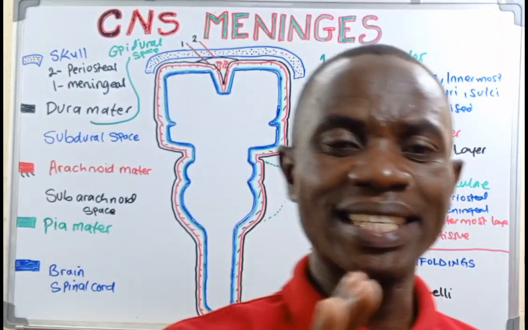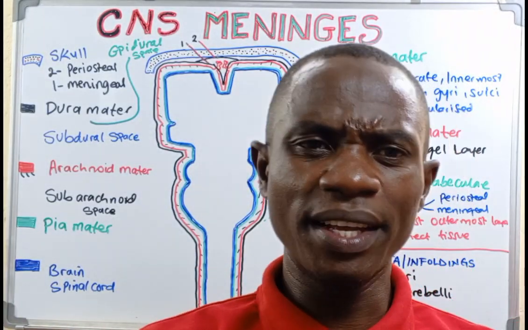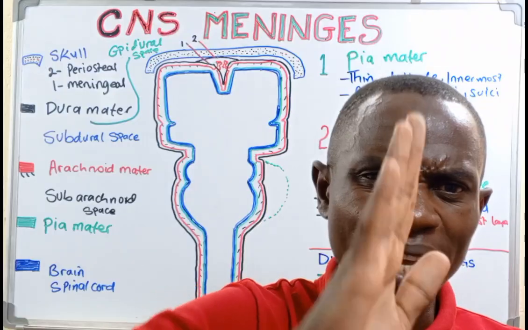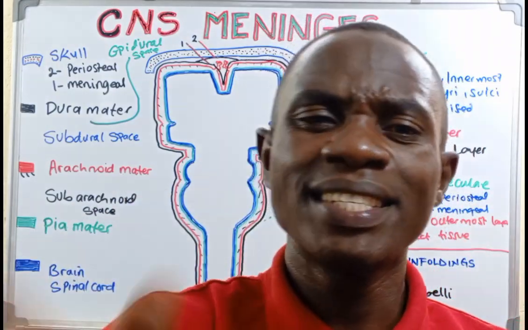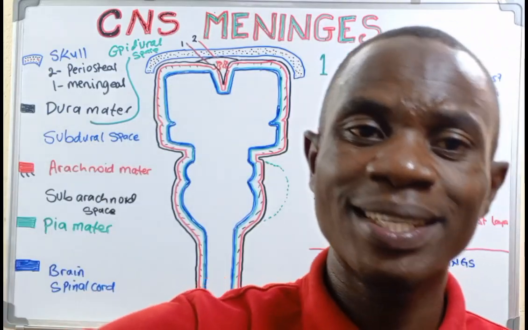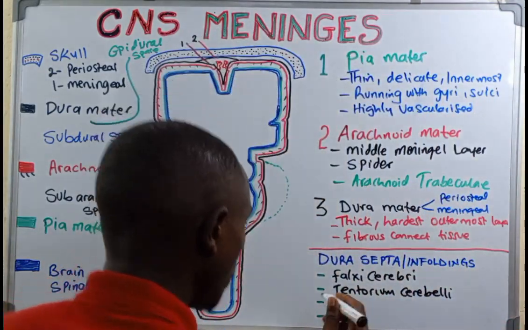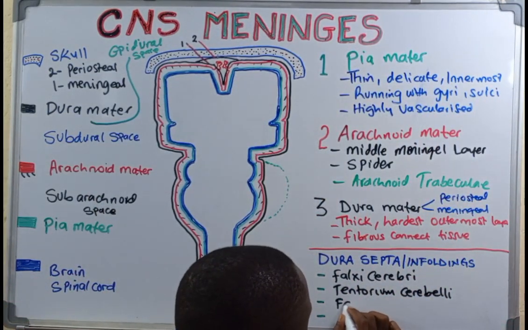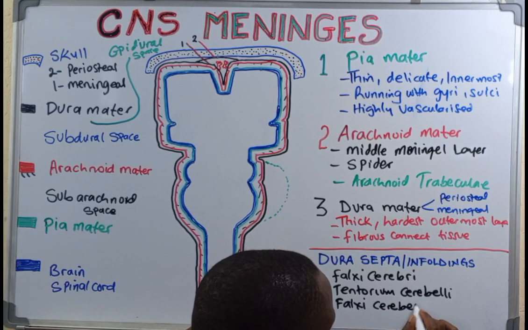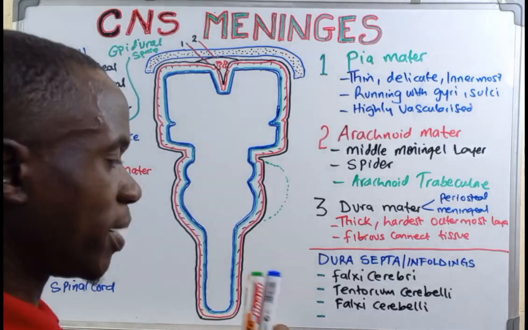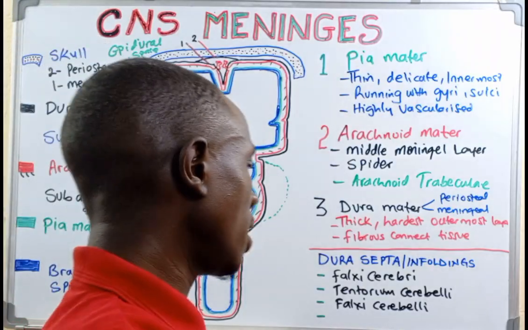Now we also have another infolding within the cerebellum. The infolding which separates the two hemispheres of the cerebellum is simply called the falx cerebelli. Okay, it is going to be separating the two hemispheres of the cerebellum.